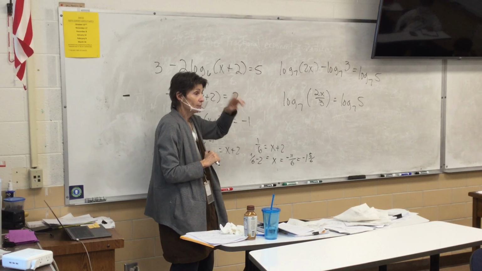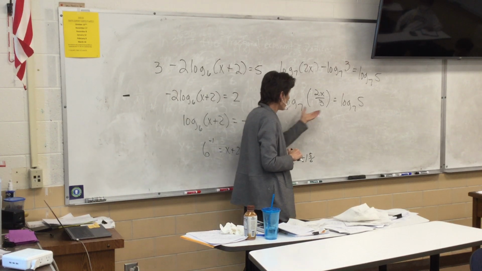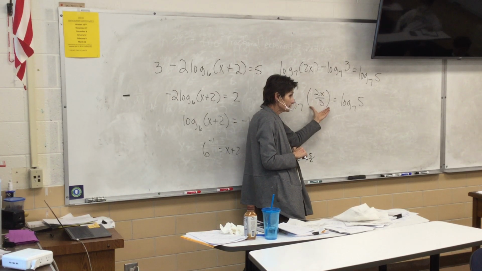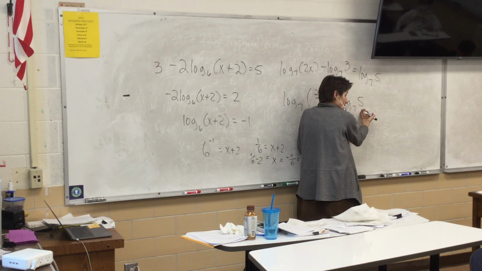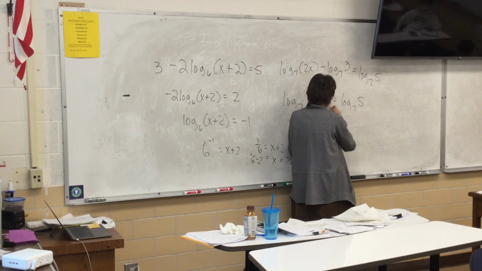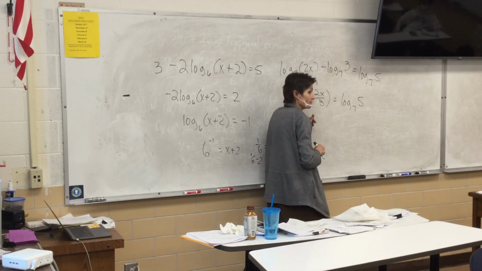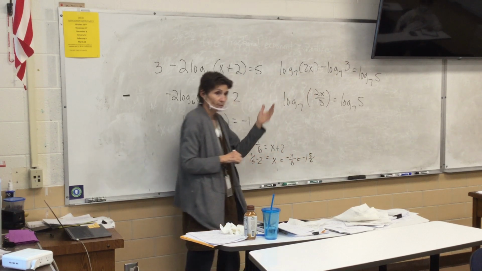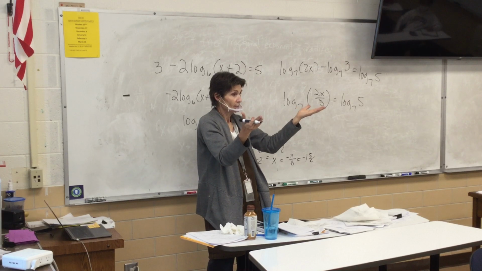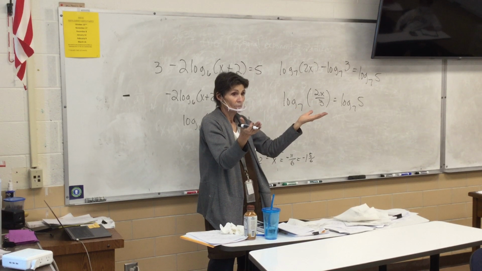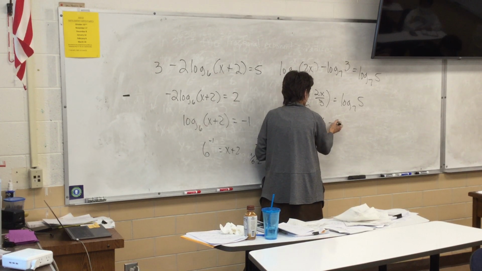Now, common sense. If the log of this equals the log of this, then what do you think about these two things? Don't they have to be the same? If the log of this hand equals the log of this hand, then they have to match. So we'll just drop the logs and say 2x over 3 equals 5.